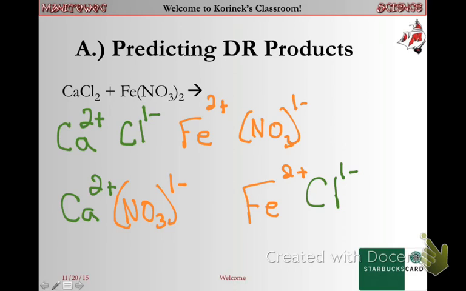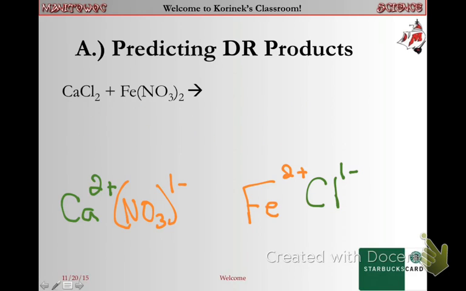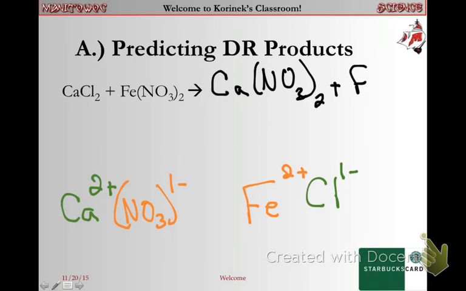Good. And you can go ahead and draw your boxes again if you like your boxes, or crisscross your superscripts, whichever works easiest for you. And when you do that, you should be coming up with the final 2 products, which are calcium nitrate and iron chloride, iron 2 chloride.